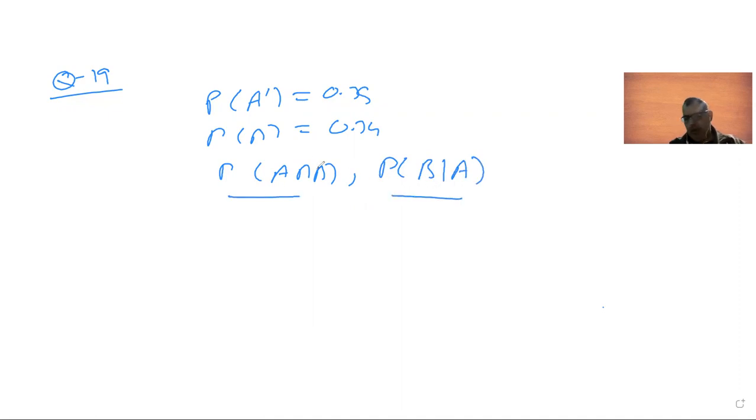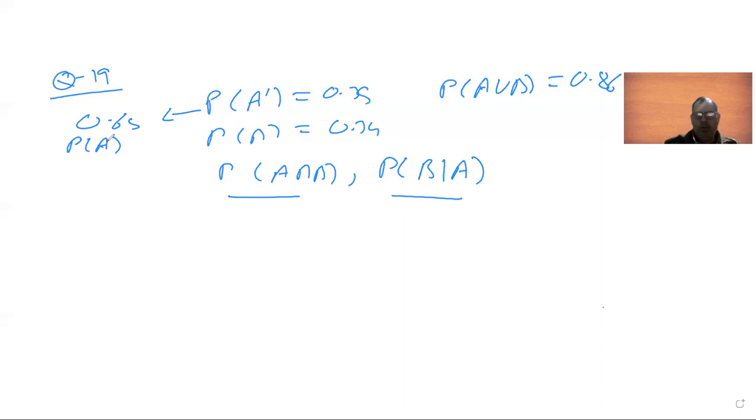Yeah, and we have P(A union B), which is 0.86. Now you do it. So P(A) is 1 minus 0.35, which is 0.65. And then we can find the intersection. So how will you do it? You want to do this, or you can do it on your own? I want to do this.